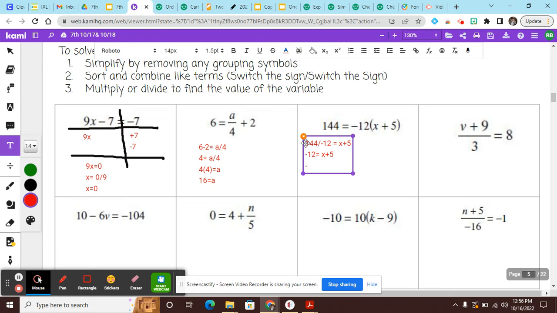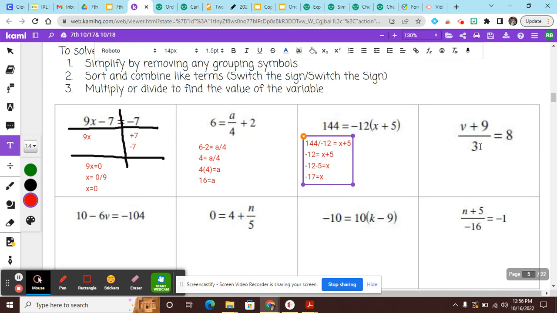My next step is going to be, since I simplified by doing the grouping symbols, I do have to sort and combine to find the value of the variables. So I've got x plus 5. So I'm going to end up with -12. My opposite operation of +5 is going to be -5, is going to be equal to x. And then I end up with -12 minus 5 is going to be -17 is equal to x.